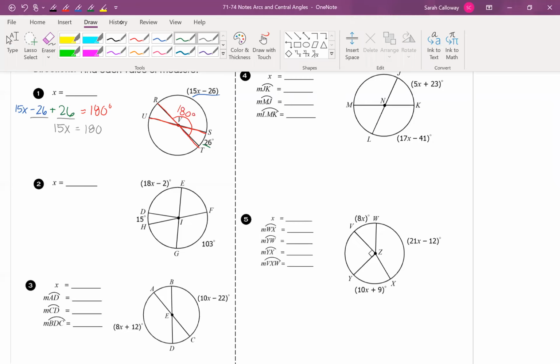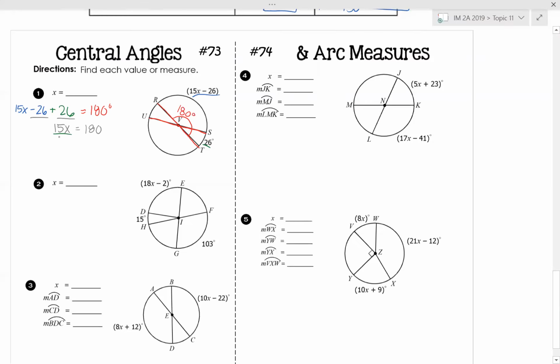So then if we divide both sides by 15, that's going to give us that x is 12.